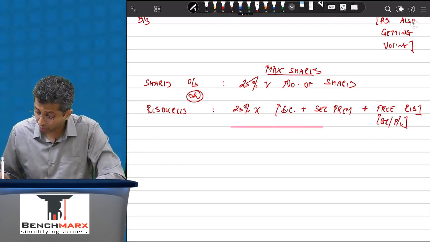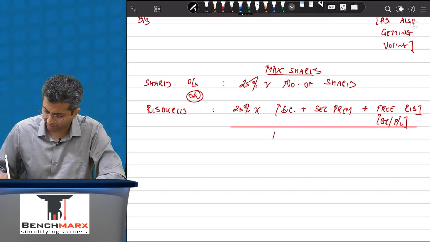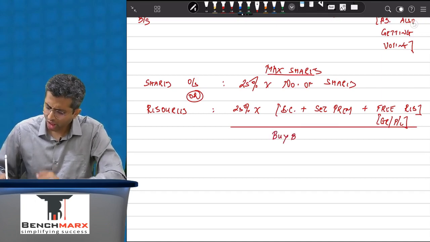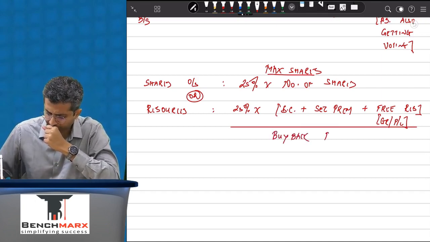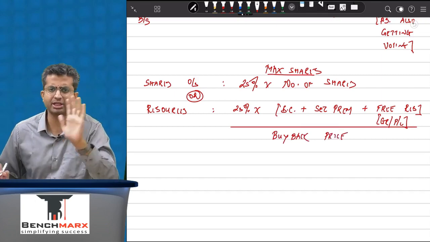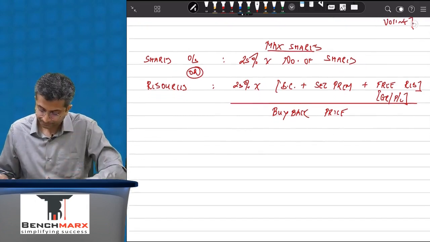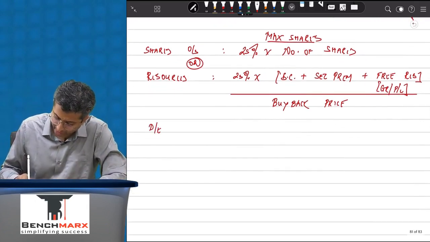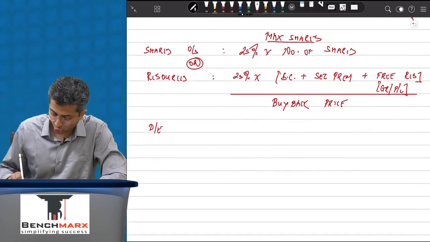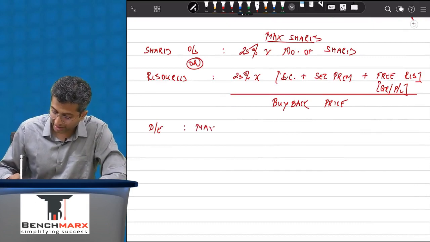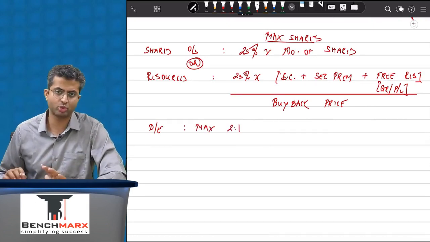However, we want to find the number of shares that we can buy back, in which case we will have to divide this by the buyback price. This is best understood numerically. We're just doing a quick revision. And third is the debt to equity ratio. The debt to equity ratio over here after the buyback should be maximum 2:1.